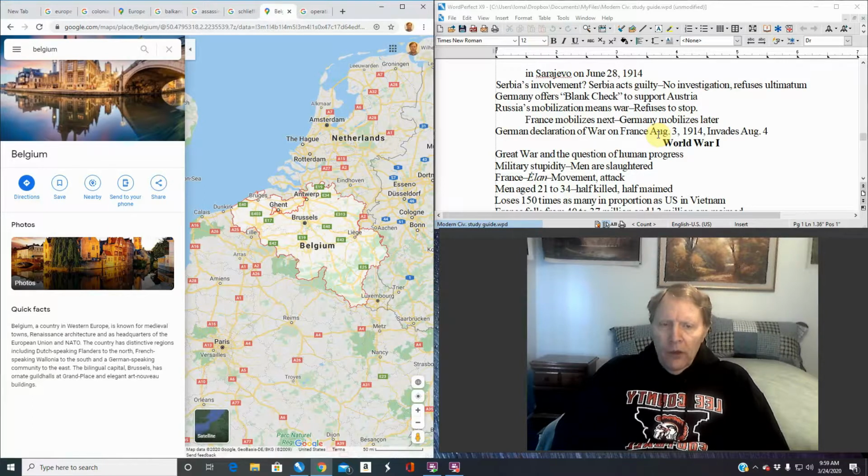However, Britain doesn't want a nation, in this case Germany, to totally dominate the continent of Europe. If Germany wins this war against France, they will. They'll be the dominant power. And Britain likes it the way it is. Powerful Germany, powerful France.